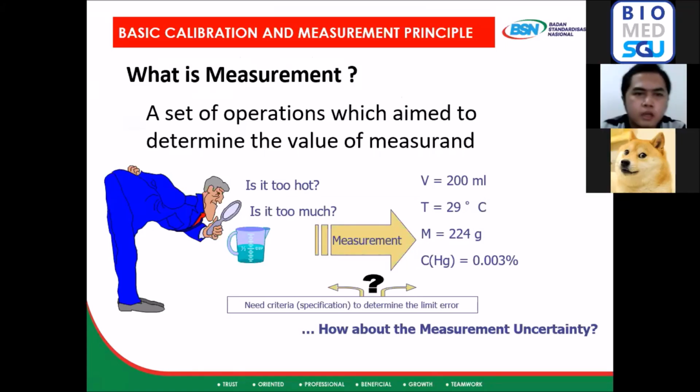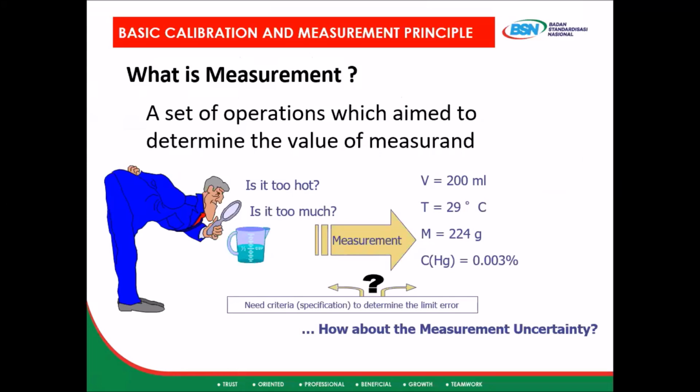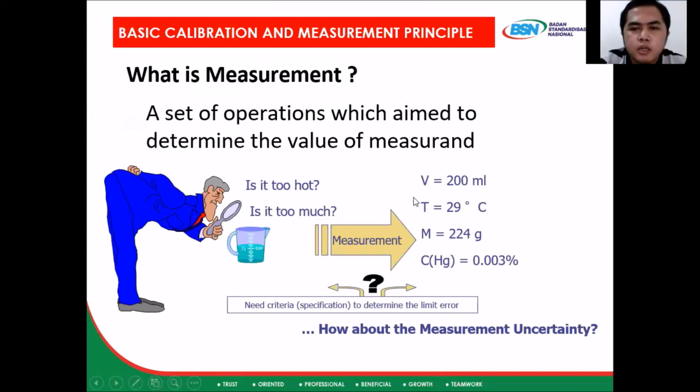Okay, so what is measurement? Measurement is a set of operations which aim to determine the value of measurement. In this example, we measure the volume of water in the container, the temperature, and so on. It needs some criteria or specification to determine the limit error, which is usually the specification from the ISO standard. I mean the standard document, not the equipment.